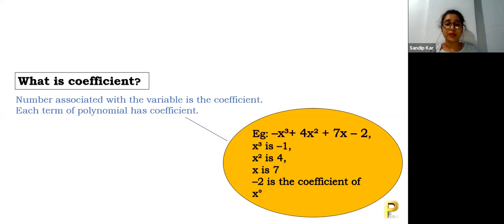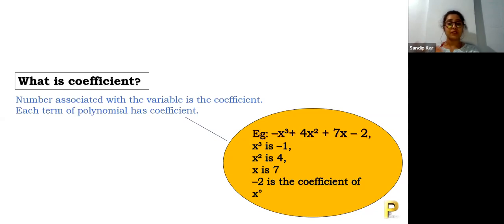So for x cubed, the coefficient is minus 1, because there is no number beside the variable, which means it will be 1. It cannot be 0, because then the x would become 0. So if there is no number with a variable, that means it is 1. As you can see, it is minus x cubed, so the coefficient will be minus 1.